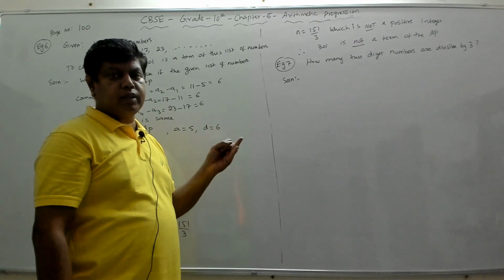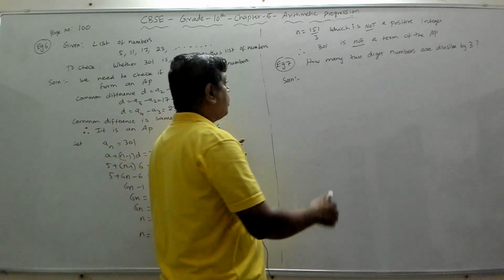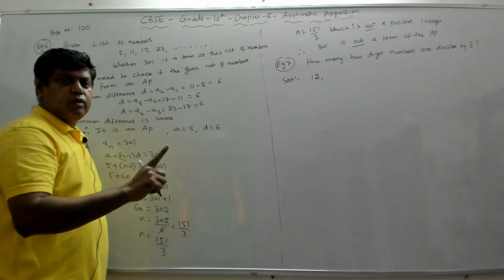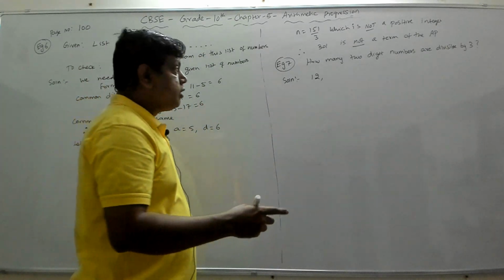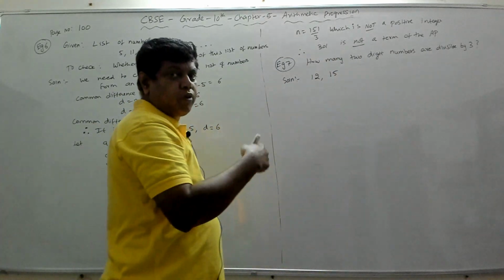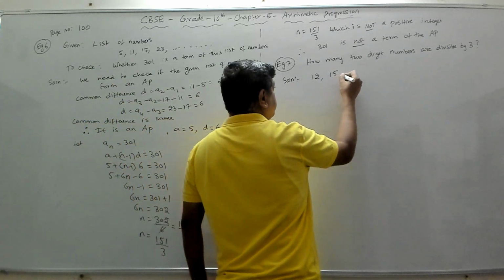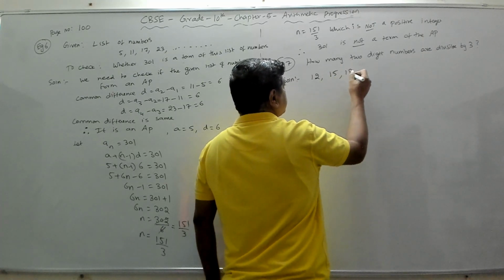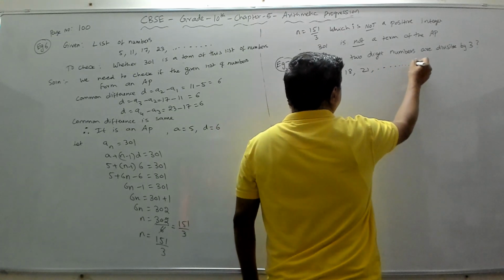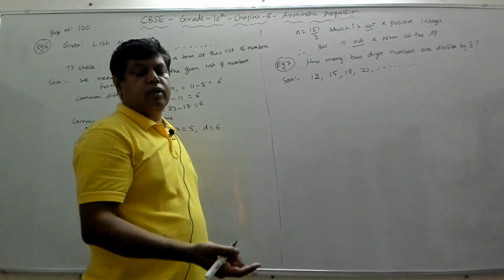The next number is 11. Is 11 divisible by 3? No. Next is 12. Is 12 divisible by 3? Yes. So 12 is the first two-digit number which is divisible by 3. The next two-digit number that is divisible by 3 is 15, because 13 and 14 are not divisible. Then the next number is 18. You just need to keep adding 3 to this. After 18, 18 plus 3 is 21. Like that it keeps on going till what number? Which is the last two-digit number that is divisible by 3?